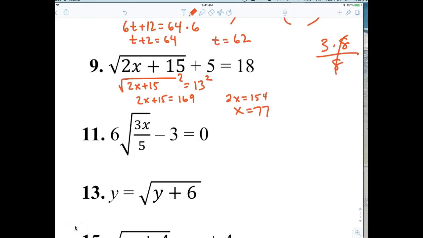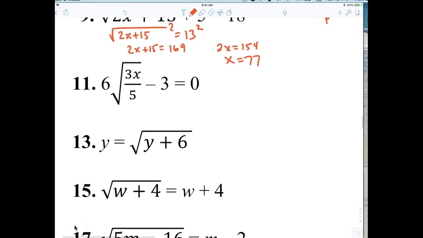All right. So number 11 is nice. So I have to add 3. Yes. So I'm going to get 6 square root of 3x over 5 equals 3. And then I have to divide by 6. So we'd say the square root of 3x over 5 is equal to 1/2. And now what? Square both sides. 3x over 5 is equal to 1/4.